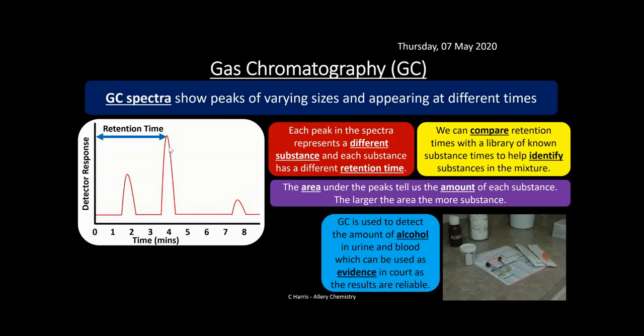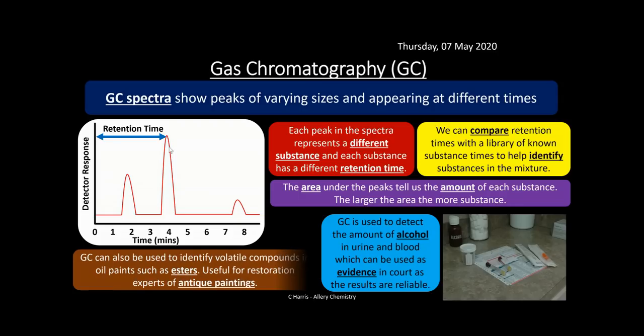So gas chromatography is also used to detect the amount of alcohol in urine and blood, and that can be used as evidence in court. So the results have got to be reliable. If you're going to hold somebody accountable for their actions and prove it, then you've got to have confidence in the equipment they're using. So gas chromatography is really useful for that. And for example, blood samples. So that's effectively what we use to analyze if it's blood samples, if it's drugs in the blood or alcohol levels. So it is really useful.